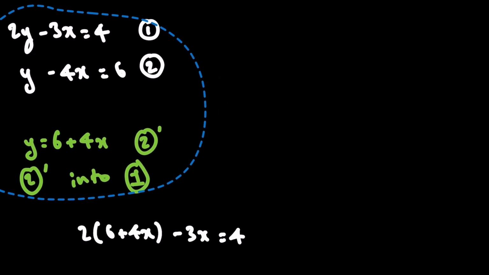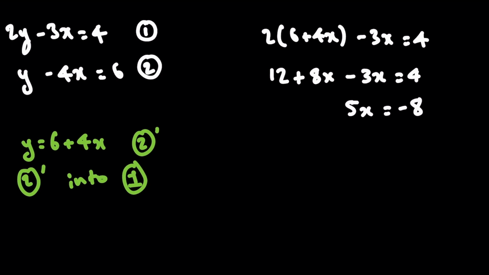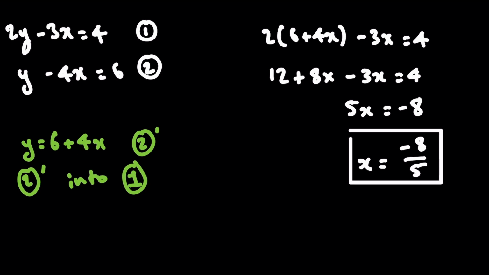Then I can say that 12 plus 8x minus 3x equals 4, and then 5x equals minus 8. And that means x equals minus 8 over 5. So I've solved for one variable.